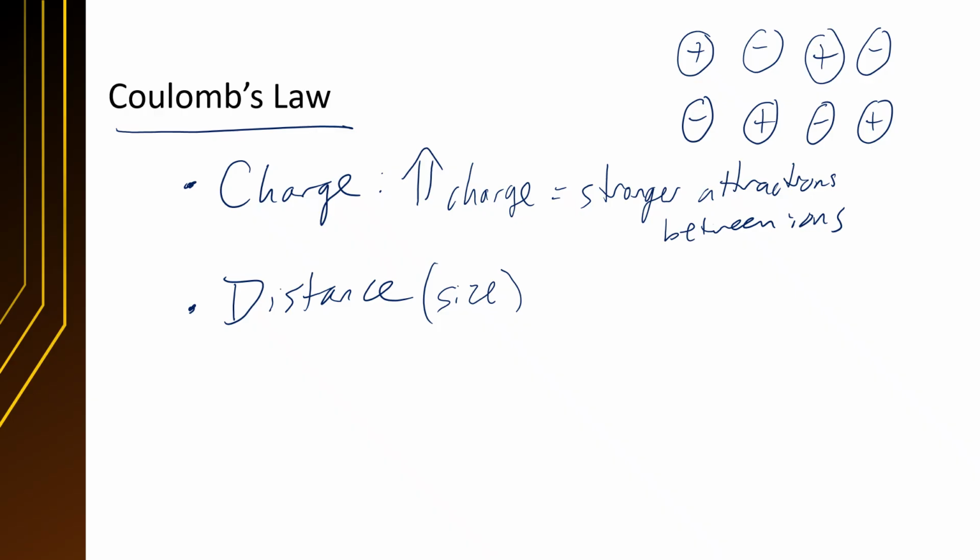Or if I have a negative 2 charge, that's going to attract more than a negative 1 charge. The other thing is size. So think about how far away things are, distance. If I have 2 ions that are very close together, so positive and negative charges are very close together, they're going to attract very strongly. But if I have a positive and negative ion that are much further apart, that will be weaker attractions.